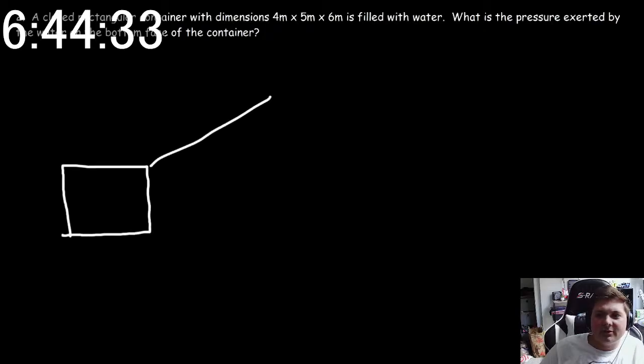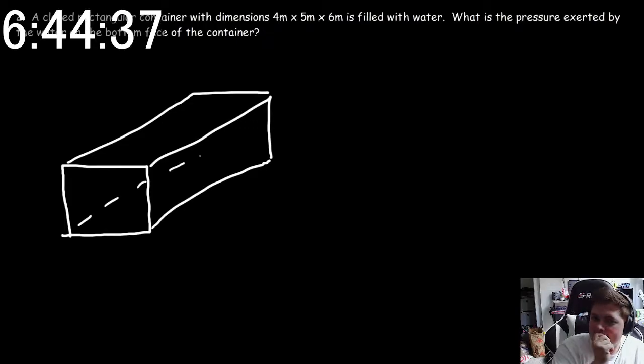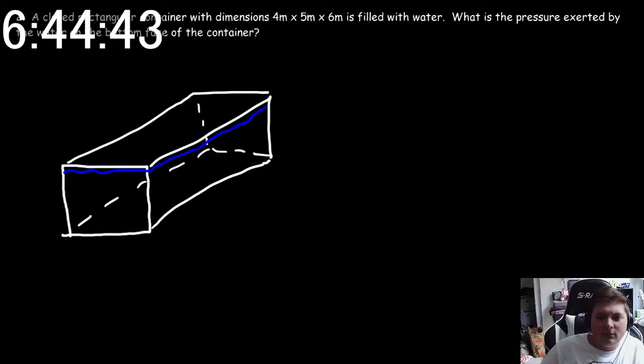It's pretty much the same thing. So let's draw a rectangular container, and it's filled with water. This would be the volume. Now our goal is to find the pressure that's exerted by the weight of the water on the bottom surface of the cube.